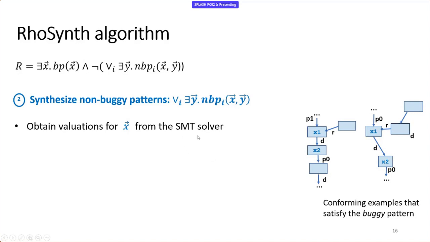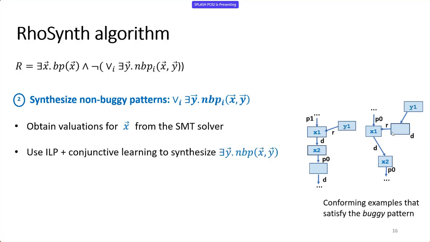Right. So for this, we use an SMT solver. In fact, the SMT solver not only gives a yes/no answer, it also returns to us a valuation for these variables X that are used for satisfying the buggy pattern in these conforming examples. So we call such conforming examples with a valuation for these variables X a valuated conforming example. So let's say these are two valuated conforming examples, and now the problem is, how do we synthesize a non-buggy pattern that is satisfied by these two valuated conforming examples?